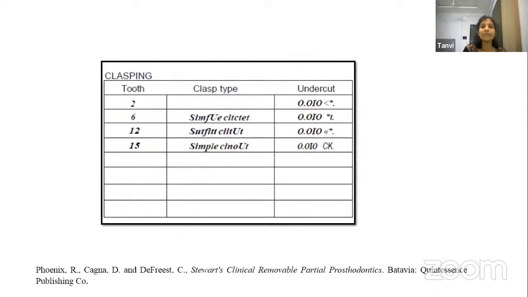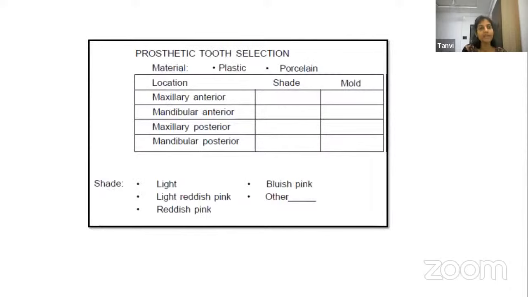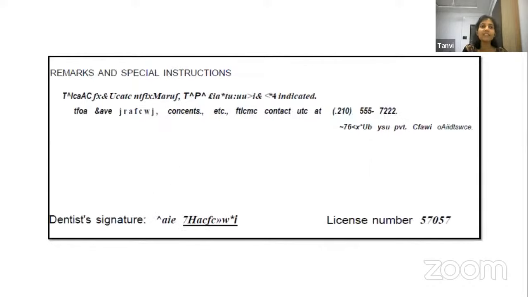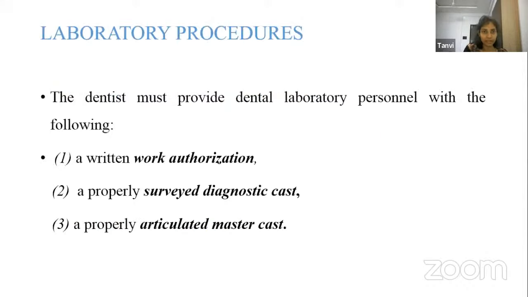Also, the type of the clasp to be used, the depth of the undercut, the type of the prosthetic teeth, the material of the teeth, the color of the gingiva, the shade of the teeth, the size of the teeth, all this is requested by the technician. And special instructions or remarks, if there is any fluorosis present or any undesirable undercuts present, are to be given in writing from the dentist to the technician.